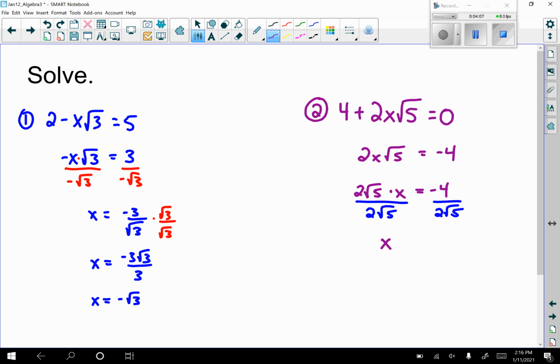So now x is going to equal, now I could simplify the negative 4 with the 2. This just becomes negative 2 over radical 5. And like number 1, I'm ready to rationalize the denominator. So I multiply top and bottom by radical 5. So now x is going to equal negative 2 radical 5 over 5.